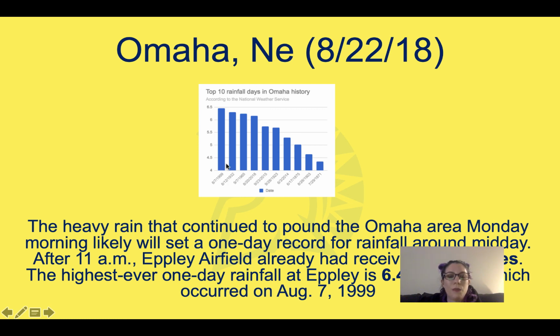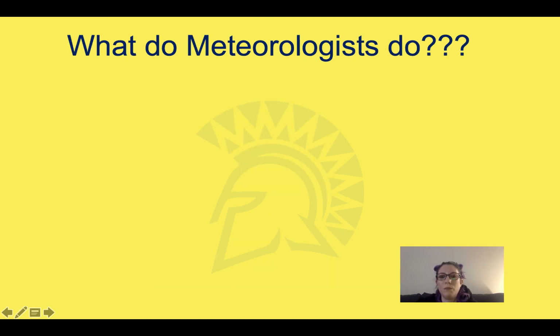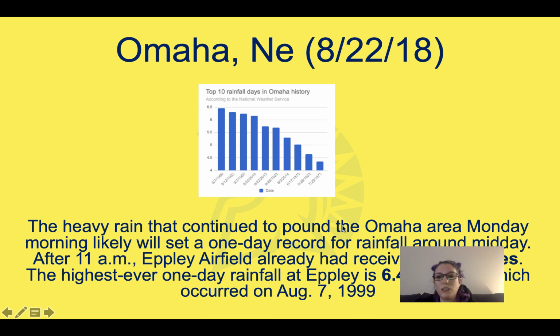I threw this in here to show you that this is also an example of climate, because it's an extreme. It's pretty much the second, right below the first day for the most rainfall. By the way, here in San Jose, we receive 17 inches of rain on average in a year. So Omaha, on that specific day, got almost half of what we receive in a whole year.